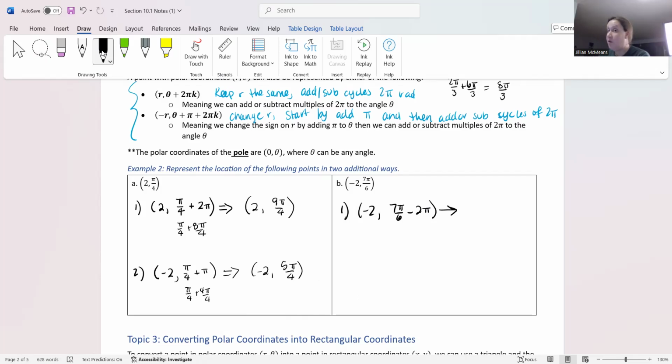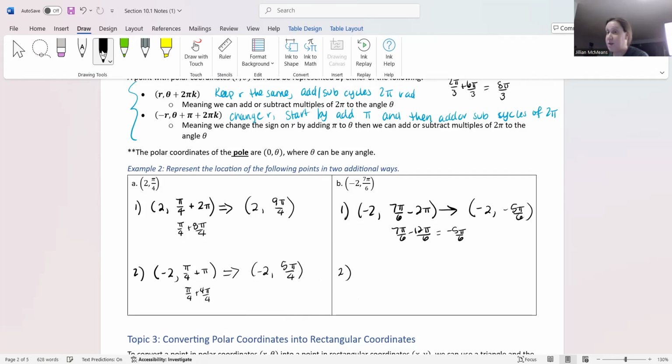So that's going to be 12 pi over 6. So we have 7 pi over 6 minus 12 pi over 6. Well, that's going to give me -5 pi over 6. So my new point is still -2 for R, and then -5 pi over 6.